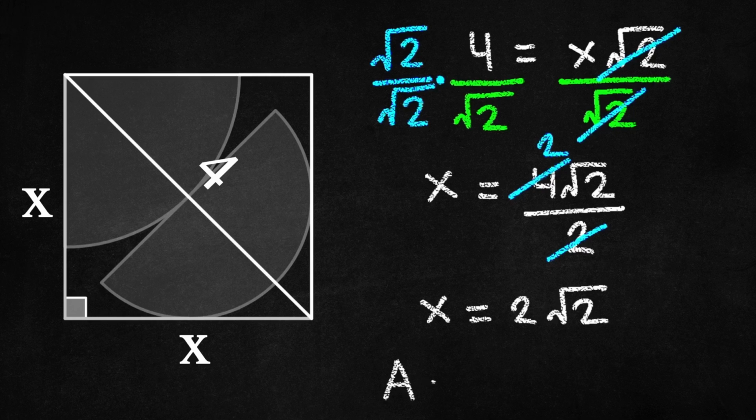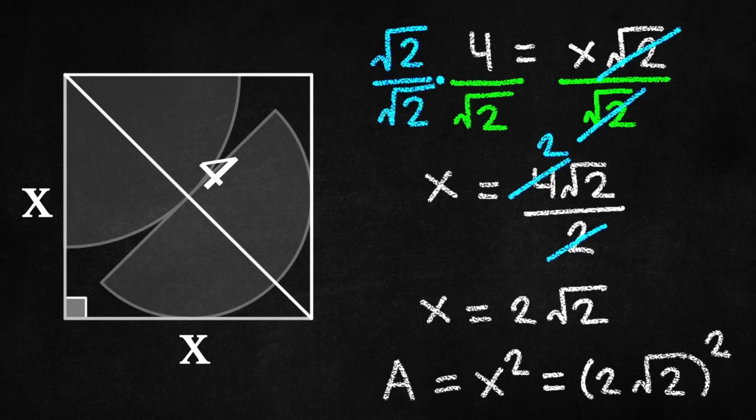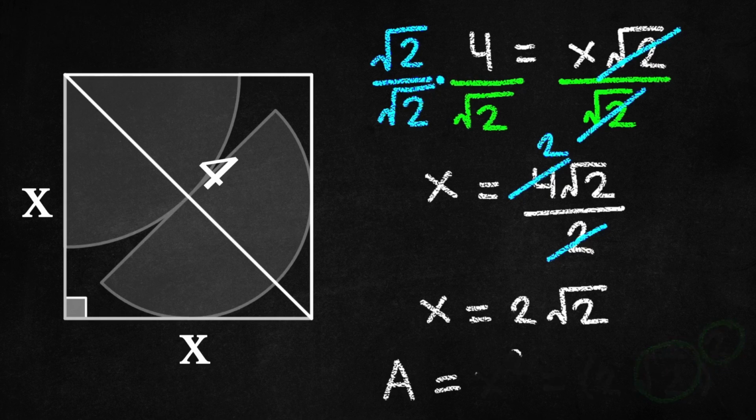Finally, the area of a square is side squared. So the area is 2 square root of 2, all squared. 2 squared is 4, while square root of 2 all squared is 2. And 4 times 2 is equal to 8. The area of the entire square is 8 square units.